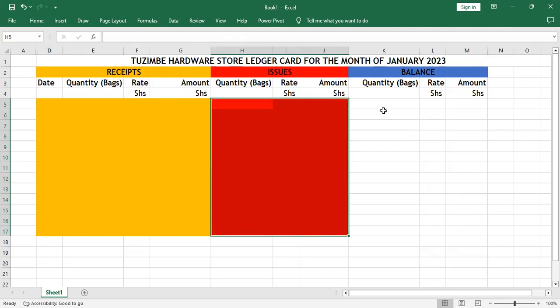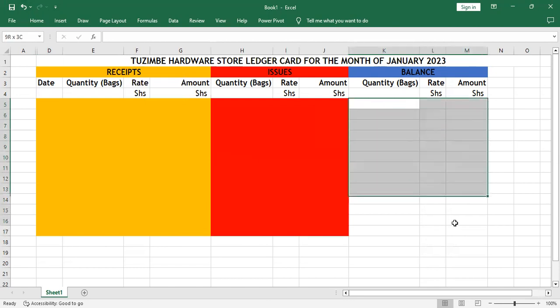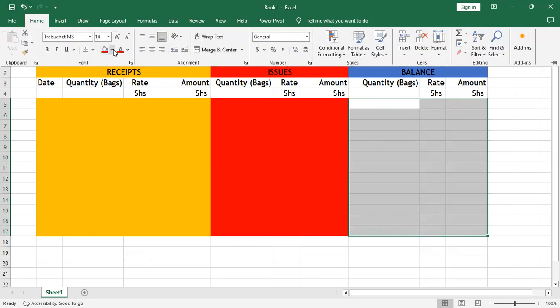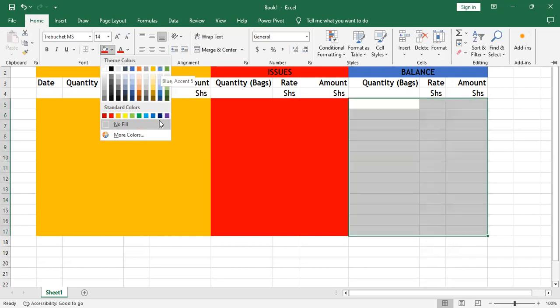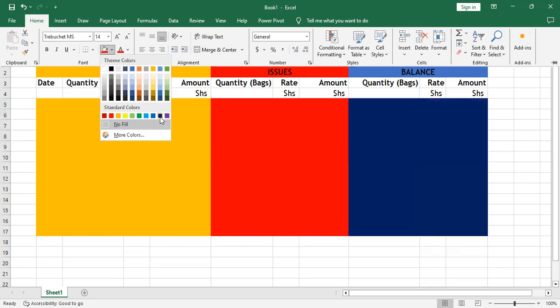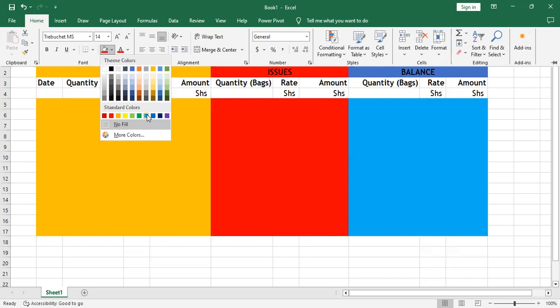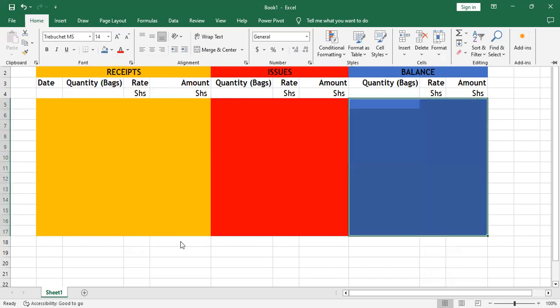Just trying to use different colors to make my store ledger cards better, as we are going to see. Anyway, that's what we have.